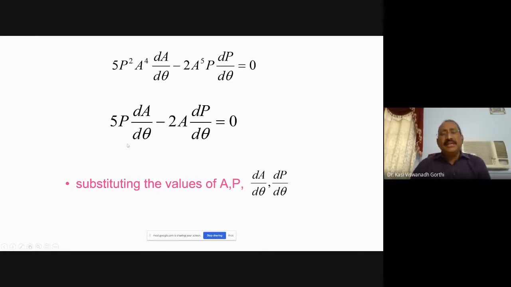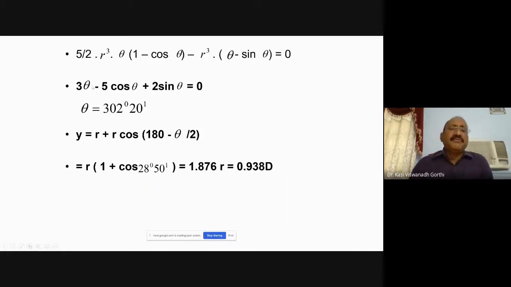Again, we have four parameters: area A, dA by d theta, perimeter P, and correspondingly dP by d theta. If you substitute the values of A, dA by d theta, P and dP by d theta in this equation, you get the trigonometric equation 3 theta minus 5 cos theta plus 2 sin theta must be equal to 0. Solving this equation, the value of theta is 302 degrees. What was the earlier corresponding value? Using Chezy's formula, theta is 308 degrees. Using Manning's formula, it is 302 degrees. Why is there a difference?